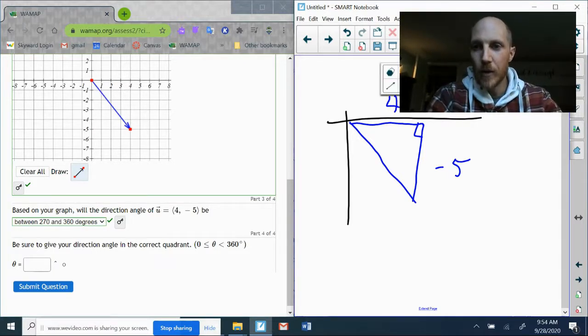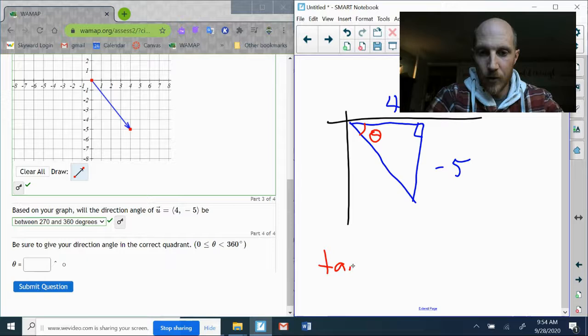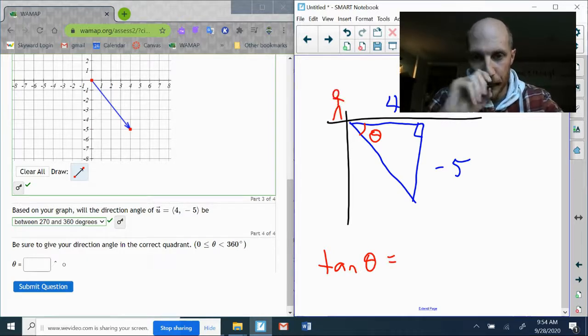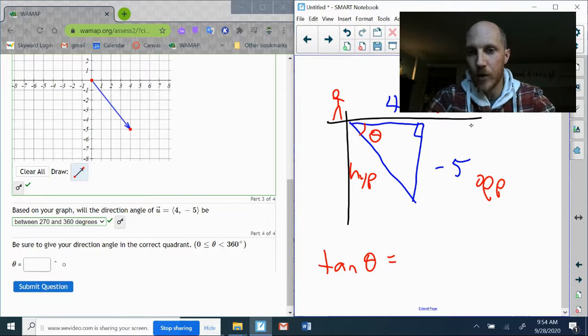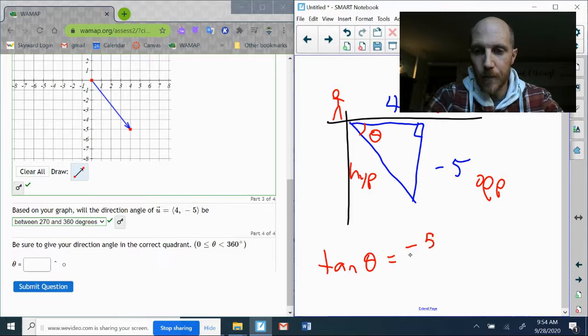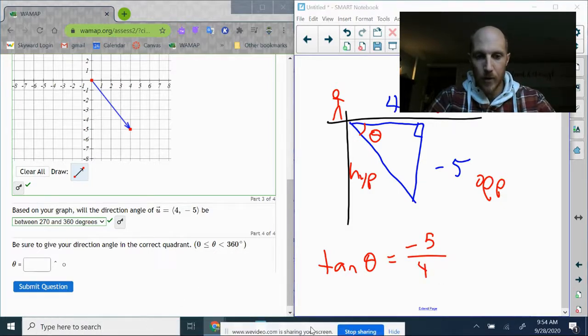And in order to find that angle, I'm going to use tangent. Tangent of the angle is going to equal, okay, here's my little graph walker. This is the opposite side, this is the adjacent side, and this is the hypotenuse. I don't need the hypotenuse. I have numbers on the adjacent and the opposite, so it's going to be tangent. Tangent is opposite over adjacent, that's the way my fraction goes. So -5 over 4. Then I'm going to grab my calculator.